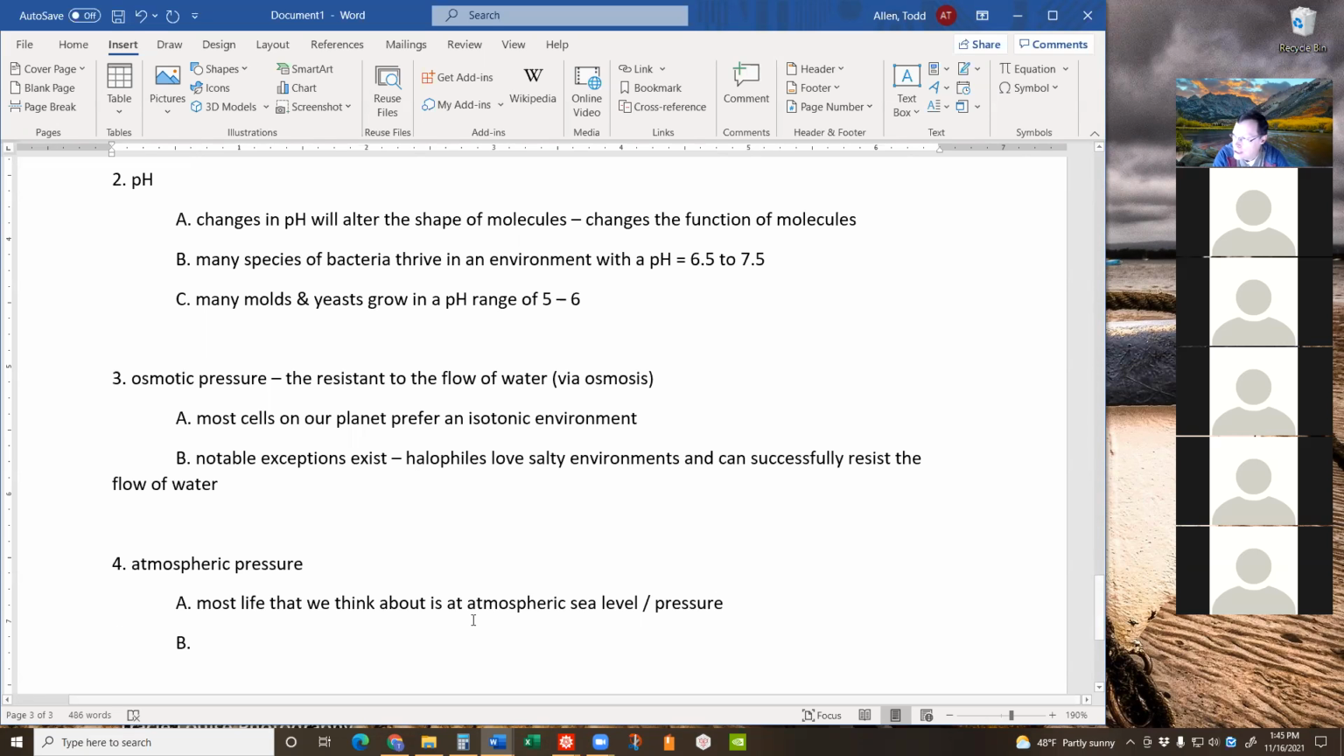I won't ask you to contribute because we're out of time, but what's going to happen if you were somehow magically transported down 1,000 feet below the surface of water without any protective equipment? That's not going to be a good outcome for you. At the same rate, if you were to find a microorganism that naturally lived its life 1,000 feet below the surface of the ocean, and you suddenly brought it back up, it's not going to do well because it's going to go boom. So atmospheric pressure matters.